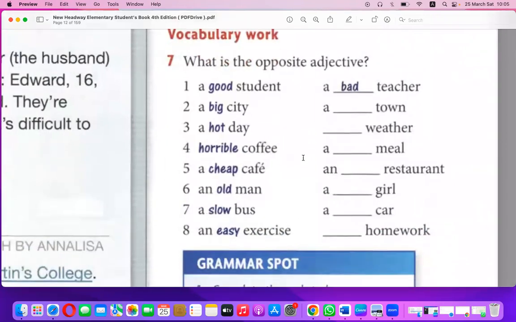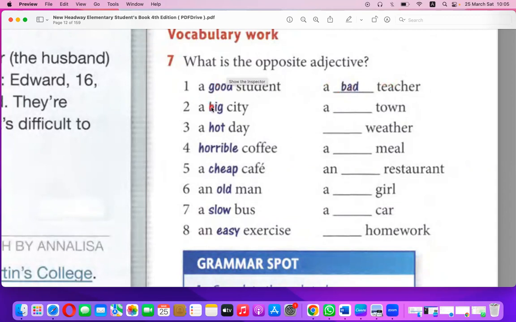Okay? We have many adjectives like nice, big, tall, short, beautiful. All of these are adjectives. Okay? We'll try to find out the opposite of these adjectives. So let's start with the first one. The first one is already done. So good. The opposite of good is bad. A good student, a bad teacher.